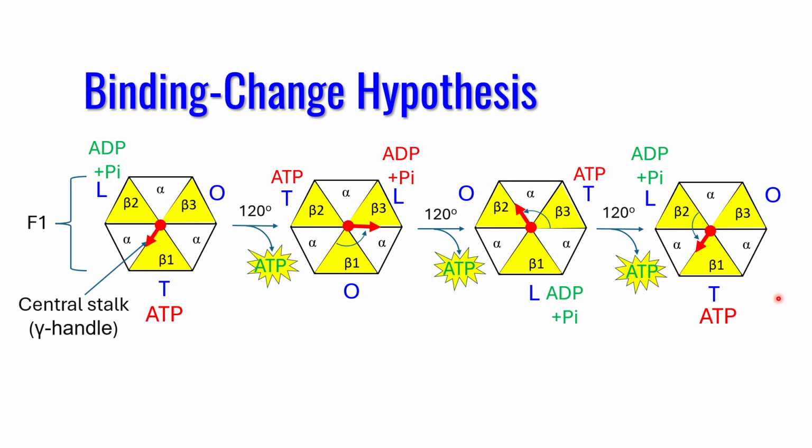So this is called as binding change hypothesis or binding change mechanism of ATP synthesis, which is caused simply due to conformational changes. There is no input of any extra energy into the system.